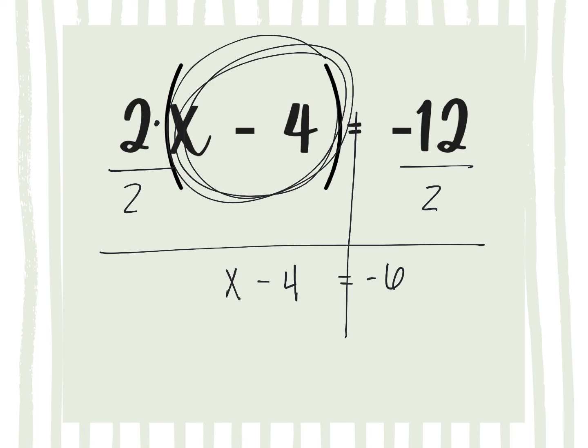We don't actually have to divide or multiply by anything at this point. I'm trying to isolate my variable. I need to remove the minus 4, and therefore I'd use the opposite operation, which is to add 4 on both sides. And that leaves me with x equal to -2.